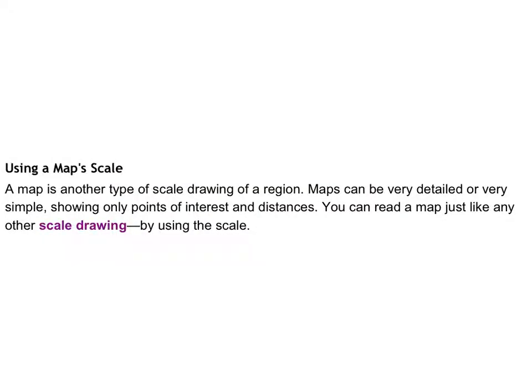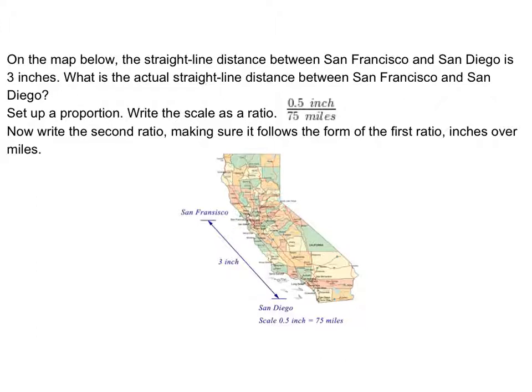A map is another type of scale drawing of a region. Maps can be very detailed or very simple, showing only points of interest and distances. You can read a map just like any other scale drawing by using the scale. So in our map below, the straight line distance between San Francisco and San Diego is 3 inches. What is the actual straight line distance between San Francisco and San Diego?